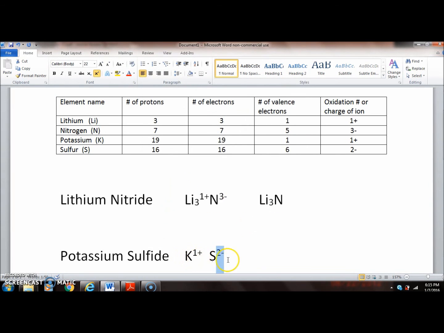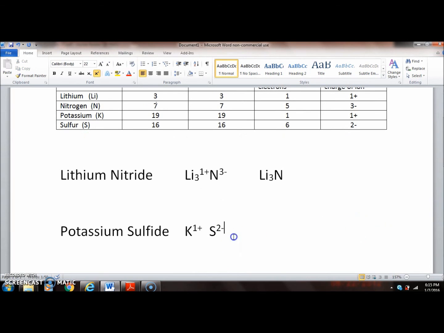And as you can see by looking at this formula, it's not neutral. We have a 2 negative charge here and a 1 plus charge here. So we have to make this 1 plus cancel out this 2 negative. And the way we're going to do that is we're going to put 2 atoms of potassium in here.